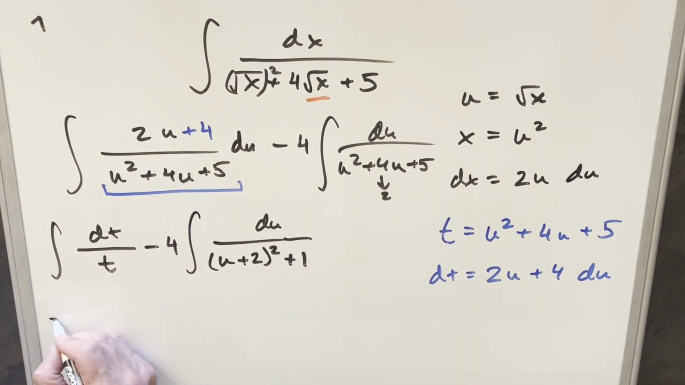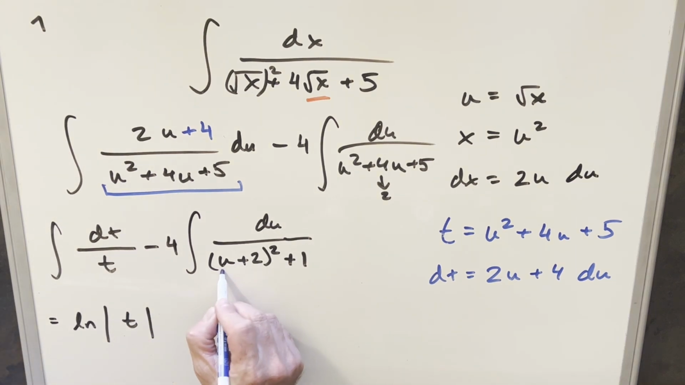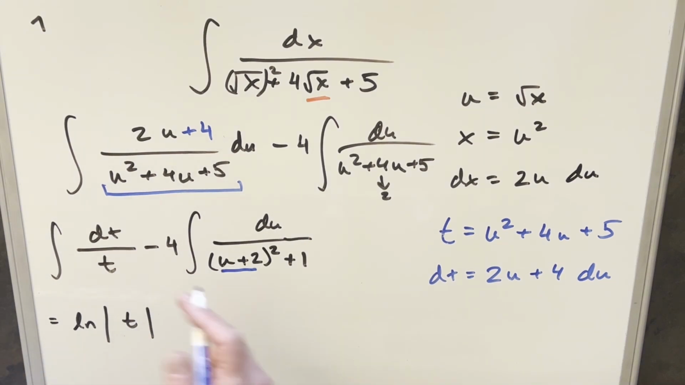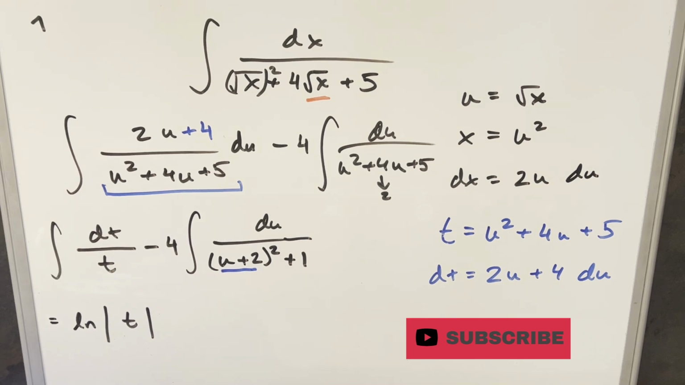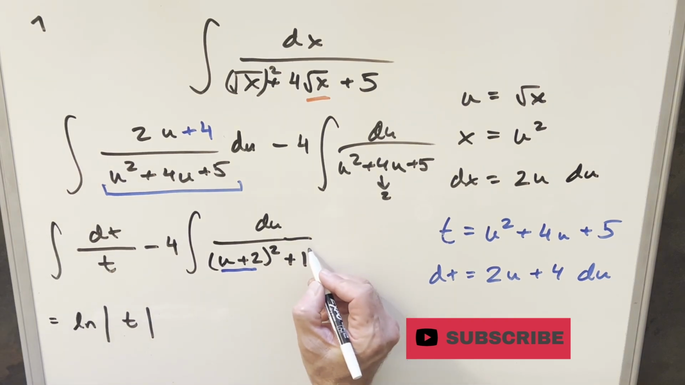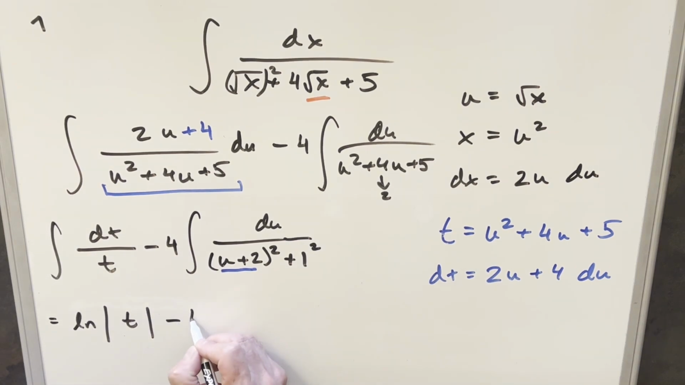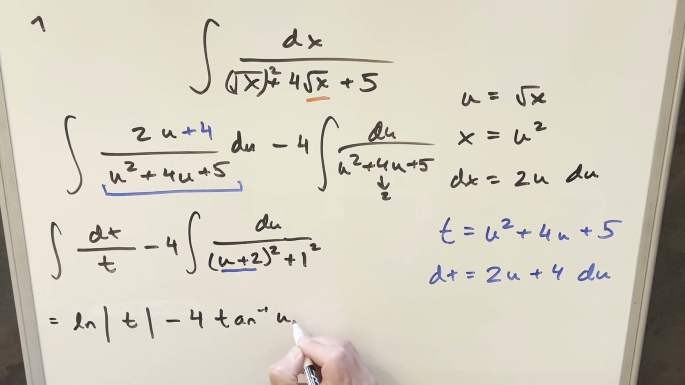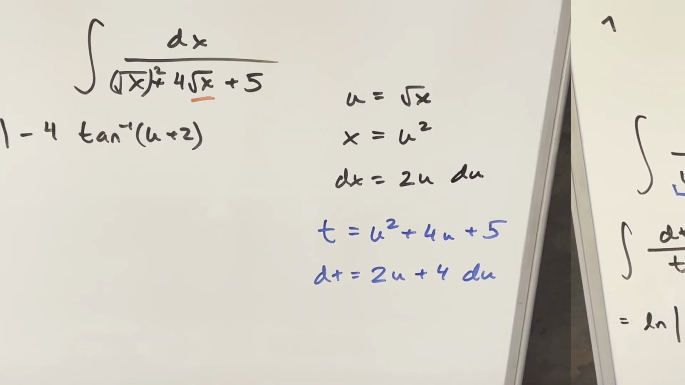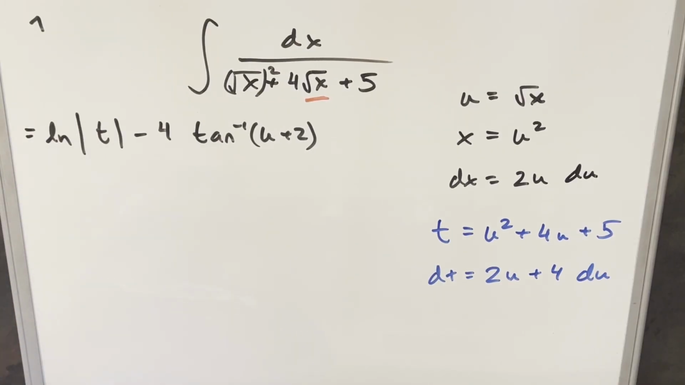Then integrating this first one, we're just going to have natural log absolute value of t. And then here, because the derivative of this is just going to be 1, we don't need to substitute again. We can just go right to our arctan formula on this. Looking at this over here as 1 squared, this is just going to be 1. This is actually just going to be minus 4 here, and then arctan of u plus 2. And now all we need to do is just back substitute in order to finish it off.